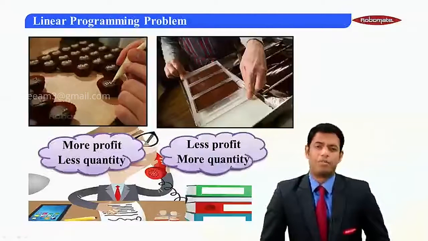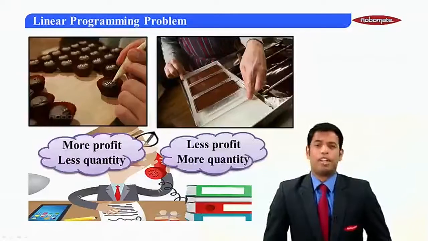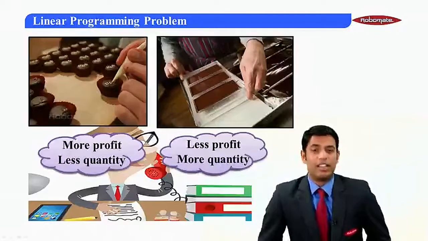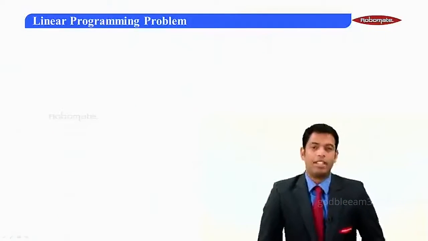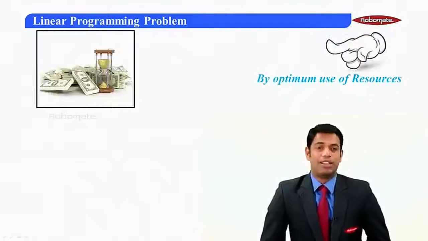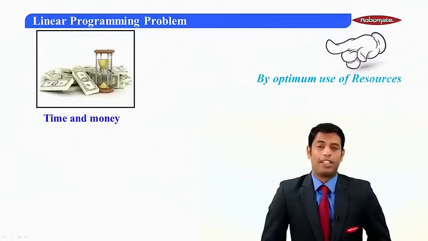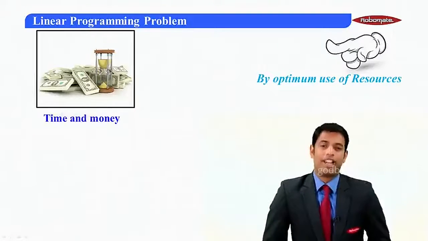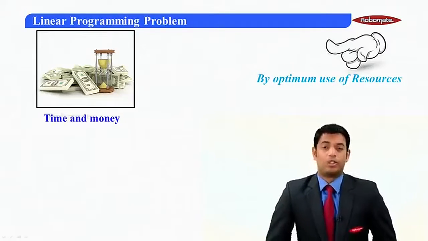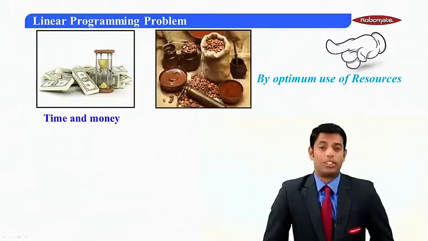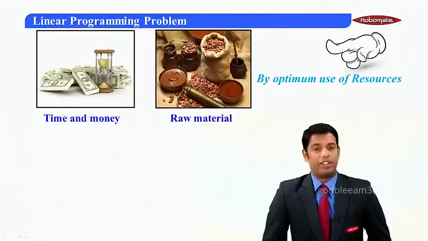Now, why can't a company prepare any amount they want? Why can't a company prepare infinite number of chocolates? It is because of the resources with the company. What are resources of the company? Resources of the company are basically time and money. We know that every company has a limited time and a fixed budget to produce any product. Similarly, there is one more resource, that is raw material. To produce any product, we require raw material.